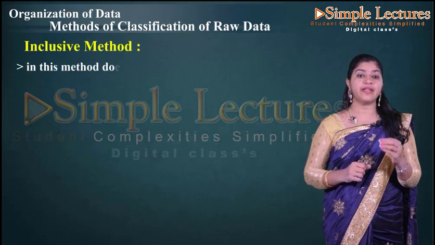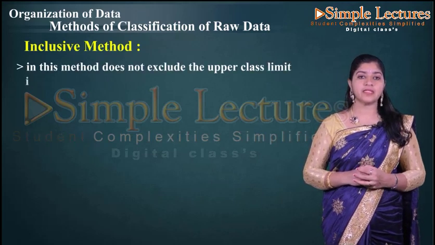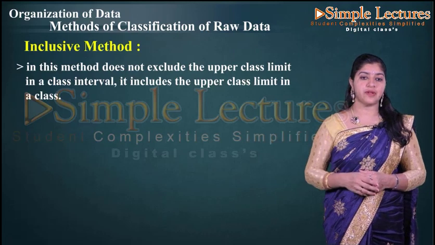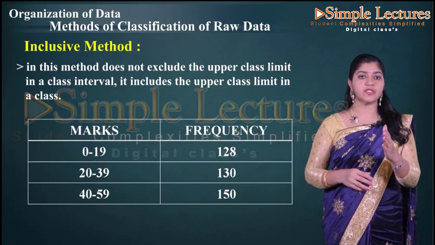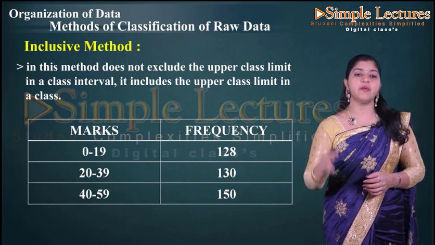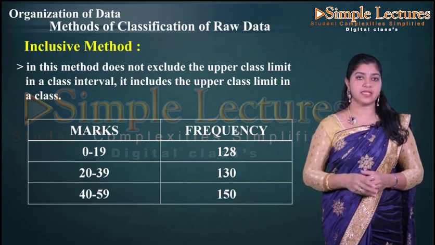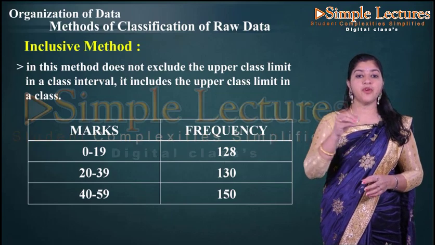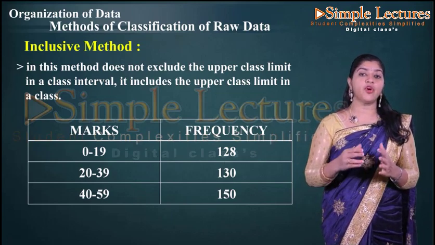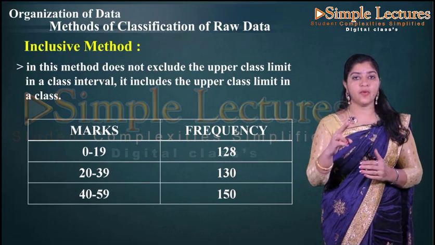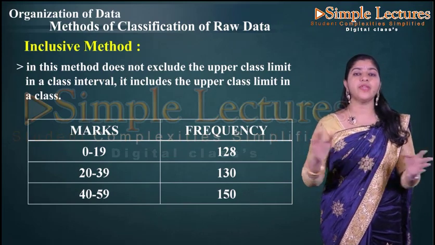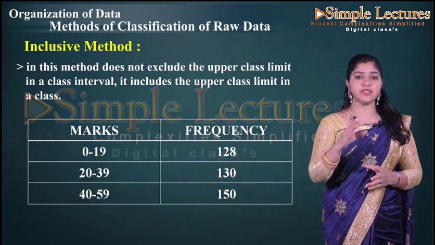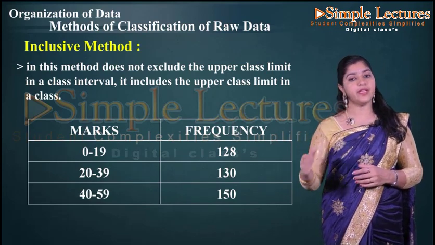Now the second method, the inclusive method. In this method, we do not exclude the upper class limit in a class interval. It includes the upper class limit in the class. See the example. First class is 0 to 19. In the exclusive method, we would write 19 in the next class. But here 0 to 19 is the first class, and the second class starts from the next number, 20 to 39. The next class will be 40 to 59. In the previous method, the lower limit and upper limit were equal, but here there is no equality between them. All classes start with a new number. This is the difference between the exclusive method and the inclusive method.